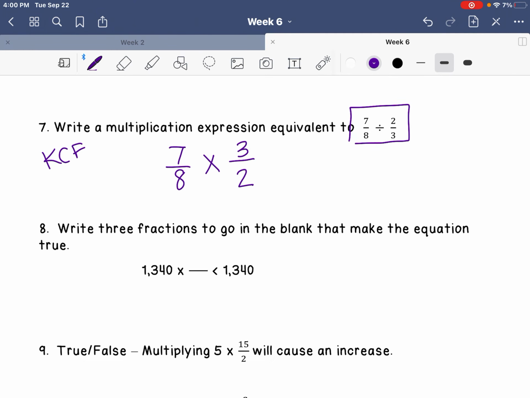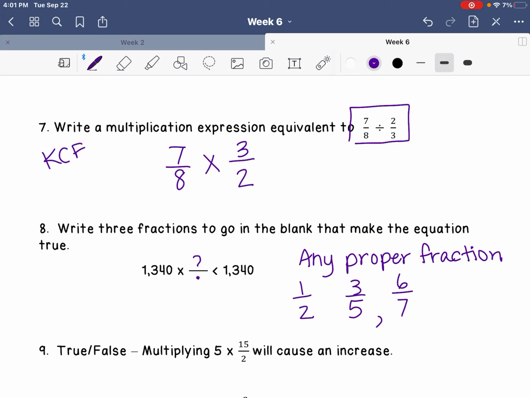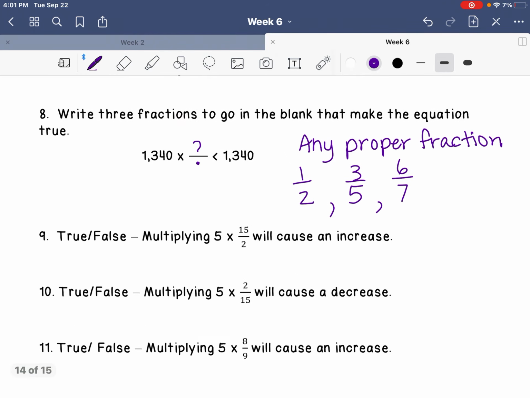Number 8, write 3 fractions to go in the blank that make the equation true. It says 1,340 times something is less than 1,340. Any proper fraction could go in this blank, because when you multiply by a proper fraction, you have a decrease. So you could say 1/2, 3/5, 6/7. Any proper fraction would work. And by proper fraction, I mean that the numerator is smaller than the denominator.